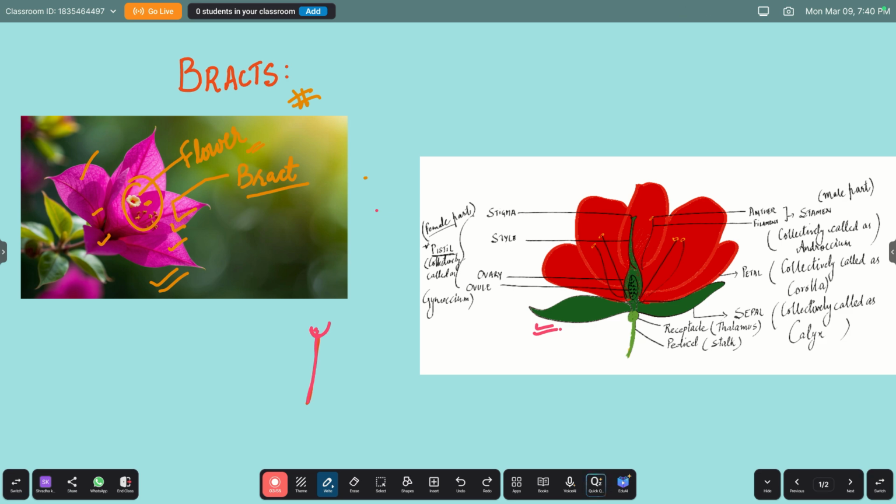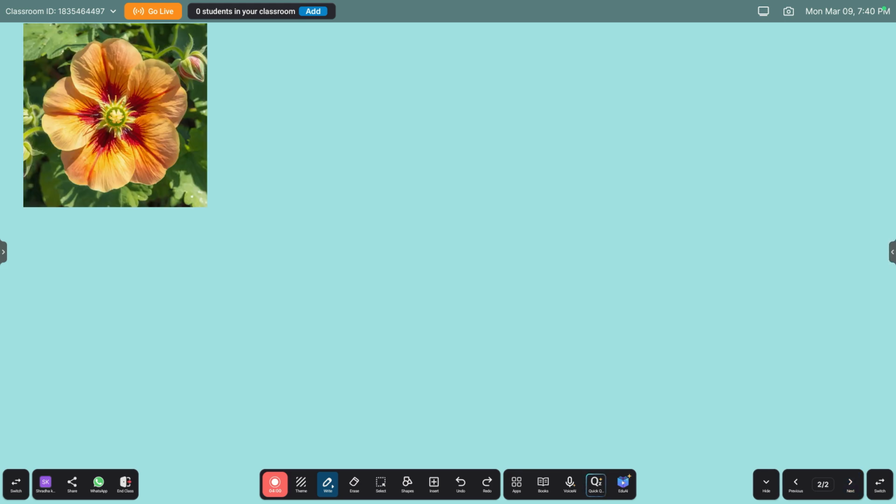Then we talk about the nectaries. What are the nectaries over here? The next topic here is nectaries. Now what is a nectary? We can usually see that flowers consist of a sweet fragrant liquid which attracts, the sweet fragrant liquid which is called nectar. Now this is the liquid thing over here, nectar.